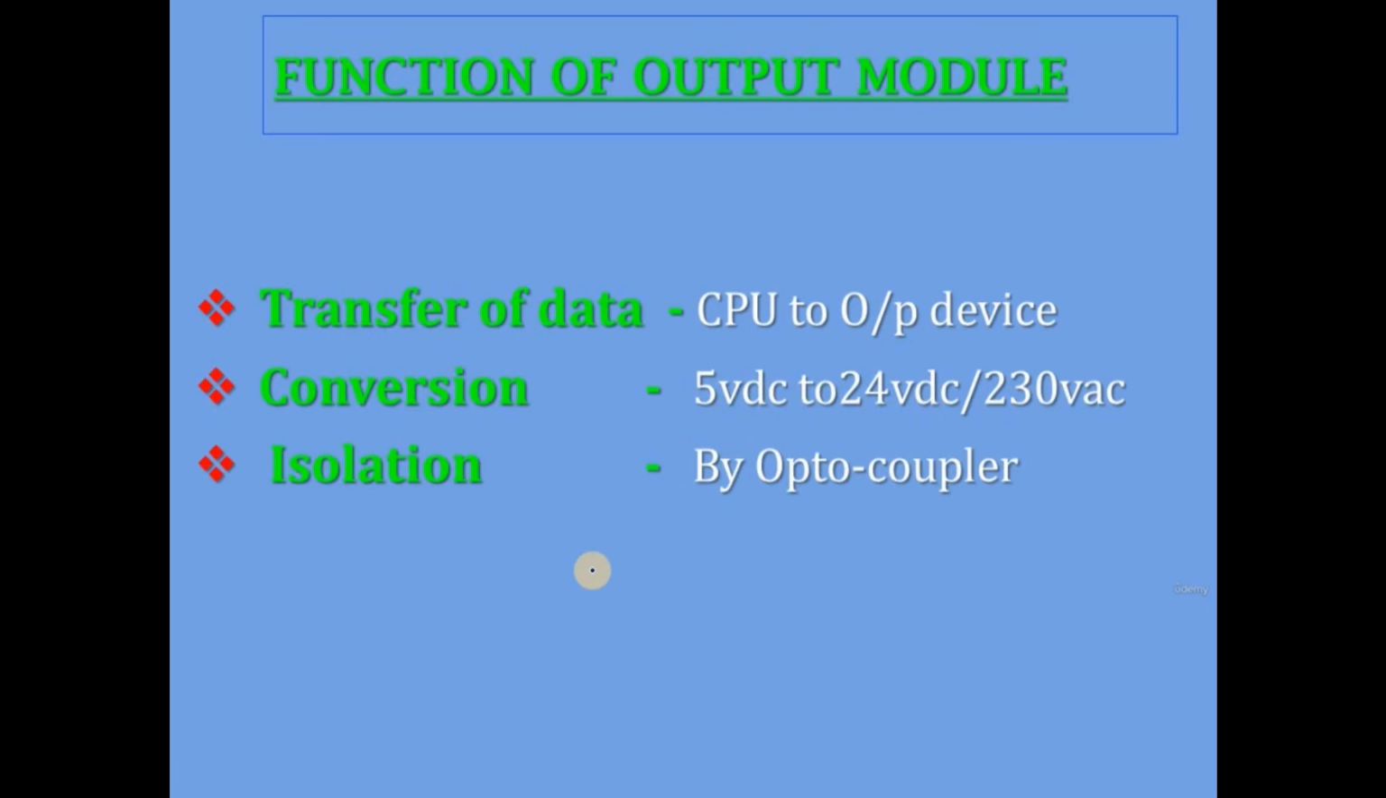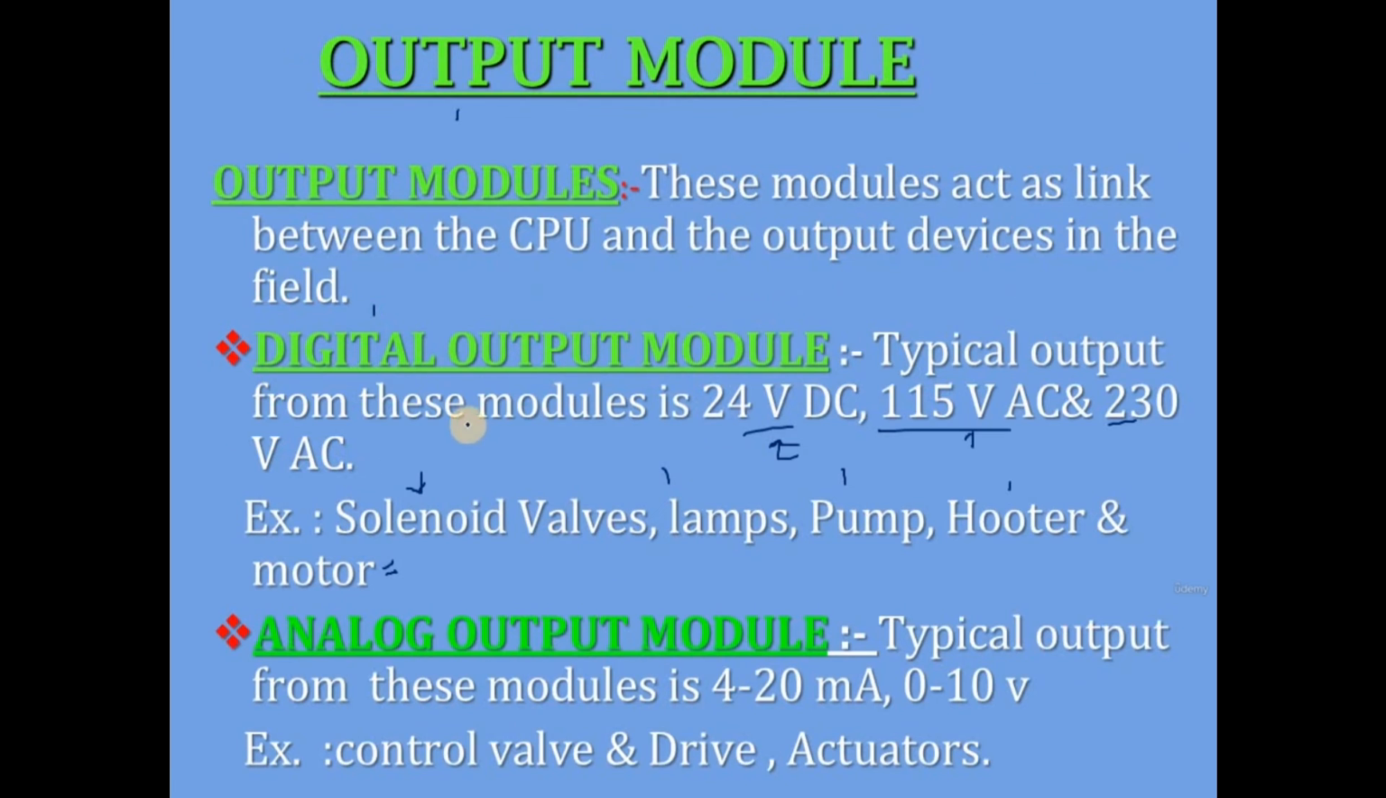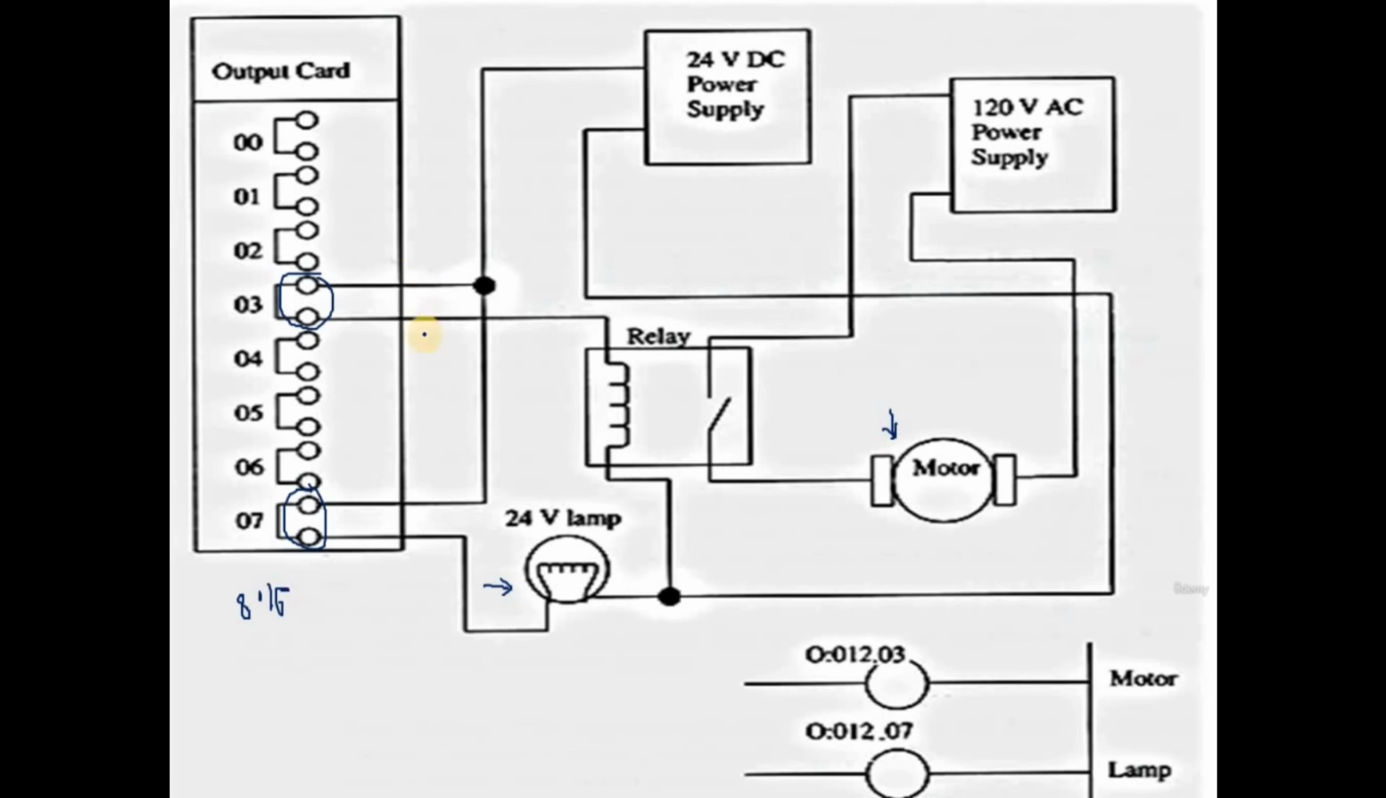So as we know, if we are providing the input to the CPU, it will execute the input, and accordingly we are getting the output, but the output will be 5-volt DC, right? Which is coming from the CPU. So if you are using a lamp which works on a 24-volt DC power supply, it is not possible to turn on that lamp by using 5-volt DC. So how is it possible? It is possible only by providing an external power supply, right?